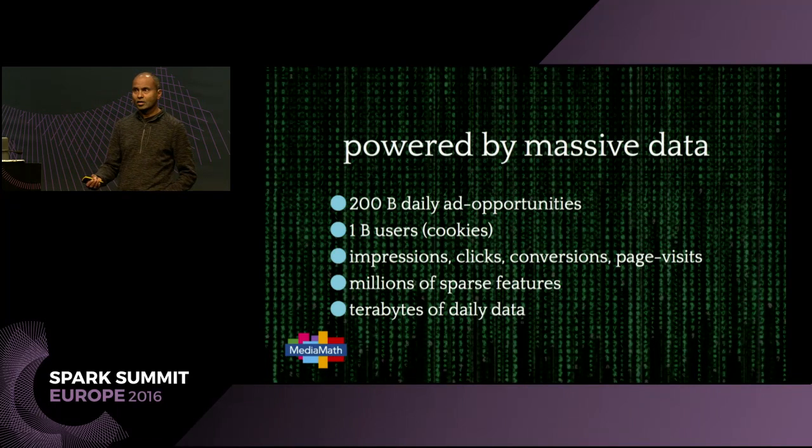So 200 billion opportunities a day. We track over 1 billion user cookies. We have data ranging from impressions to clicks to page visits, conversions, and so forth. And each data point is very rich in terms of features. The number of dimensions could be in the tens of millions, highly sparse features. So all of this translates into several terabytes of data per day.